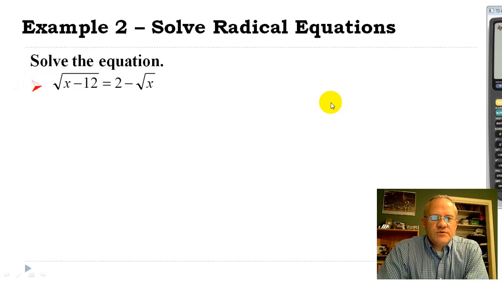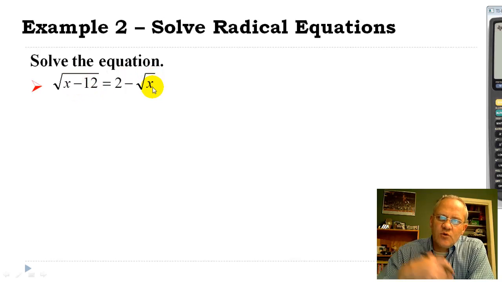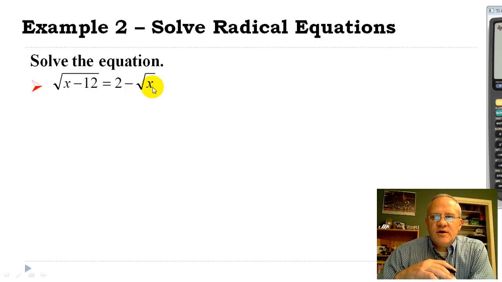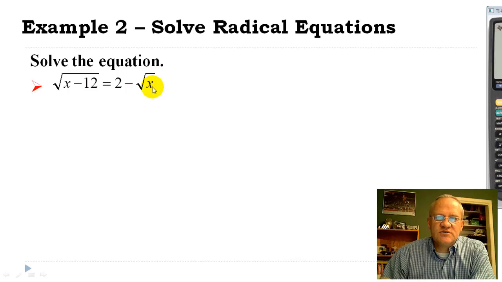All right, next one. Let's look at another one. Now this one's a little more involved here because we've got 2 square roots. And if you've got a couple of square roots, you're going to have to get rid of one square root, the way we just did, and then there's still going to be a square root left after that, and then we're going to have to square it again to get rid of the other square root. So it's kind of multiple steps on this one.